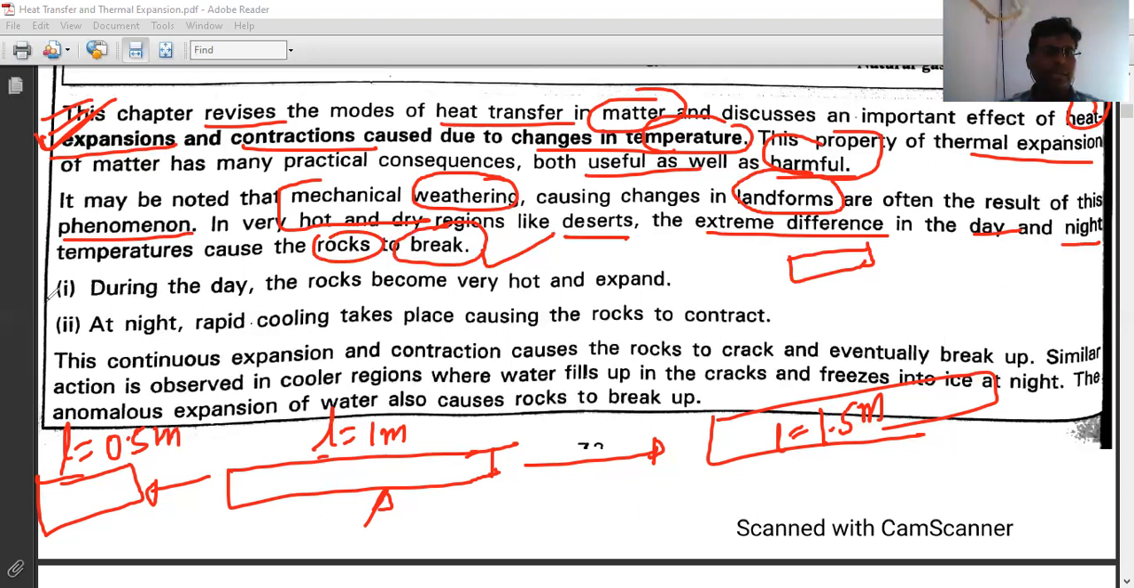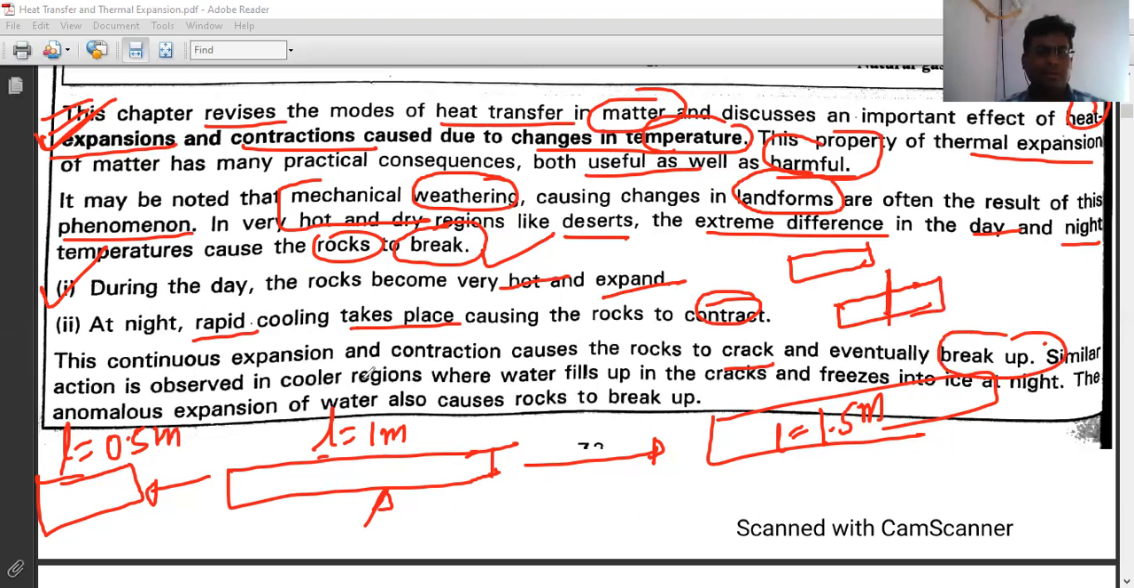So in this, there is one point: during the day, rock becomes very hot and expands. And at night time, rapid cooling down causes it to contract. So due to expansion and contraction, rocks break down into pieces. So this continuous expansion and contraction causes the rock to crack and eventually break up.